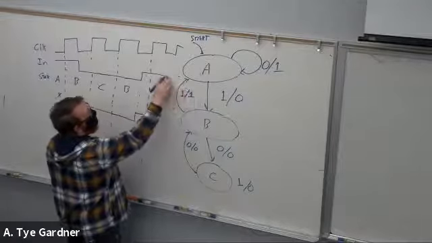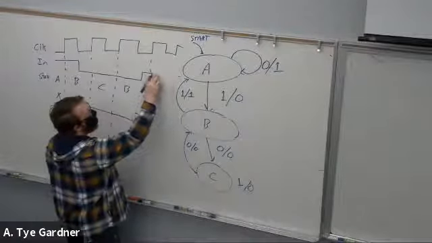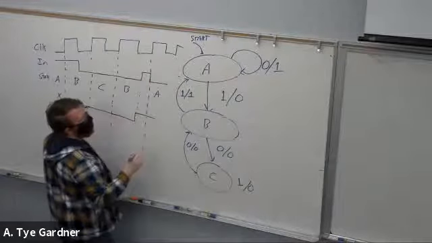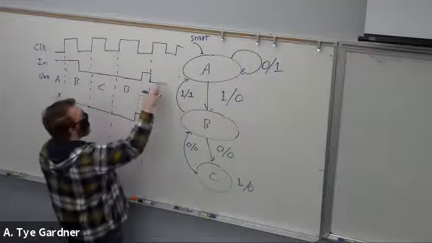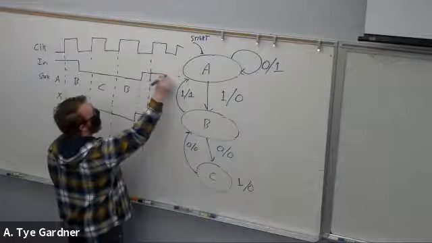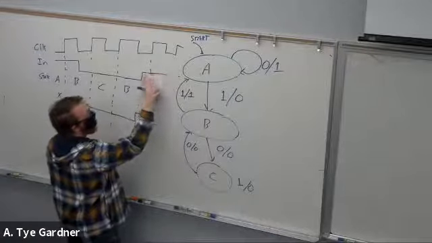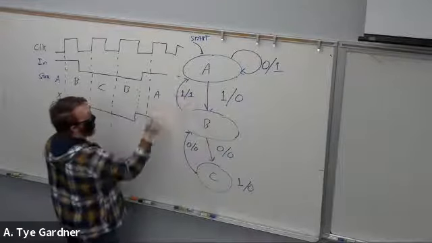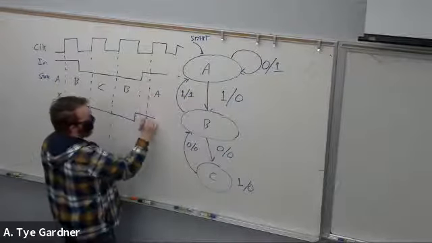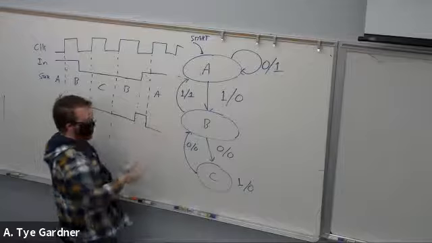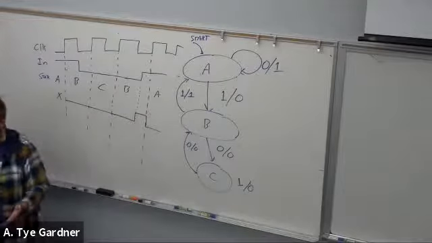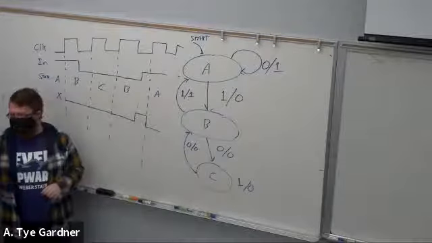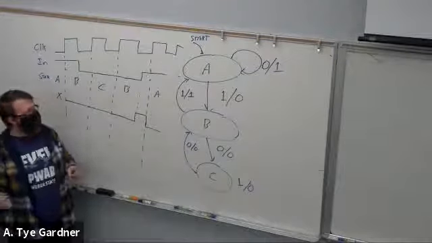So if we're in A, it would immediately drop back to 0. Oh, wait, sorry. This is the input. I've got to do the output. Because in state A, if the input is 1, my output is 0. Right? And that's if I have just strictly combinational output that has the input and current state logic.